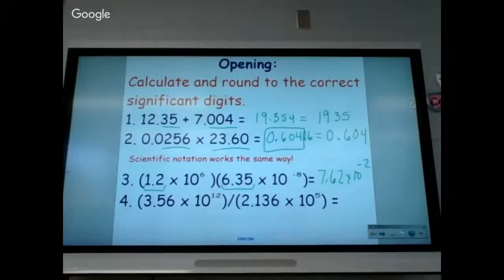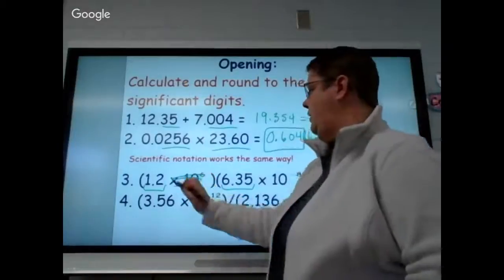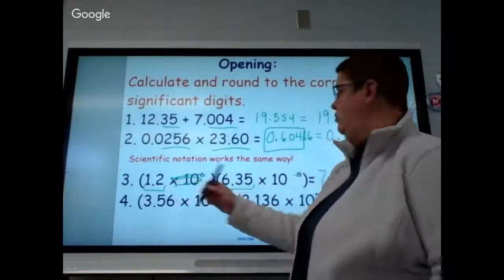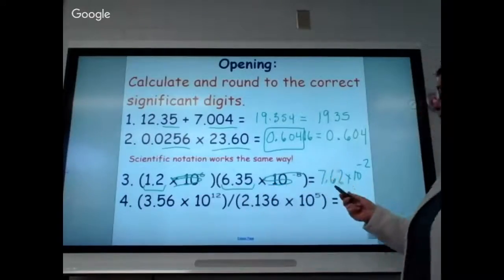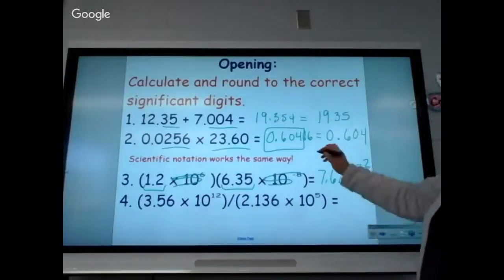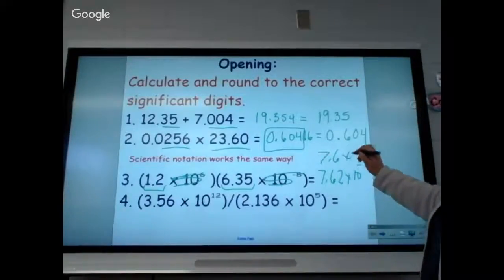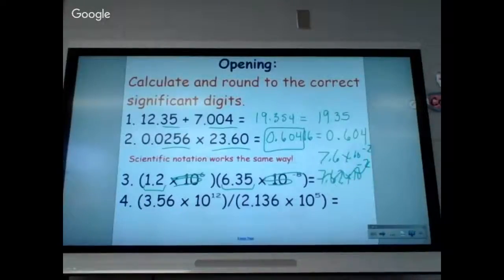All right, so when you look at number 3, how many significant digits do you have in this first number? 2. We don't count this. This is not significant. Okay, we only count that. There's 2. This again is not significant, so how many are here? So how many can I have in my answer? So what am I going to round this answer to? 7.6 times 10 to the negative second. So that will be gone.